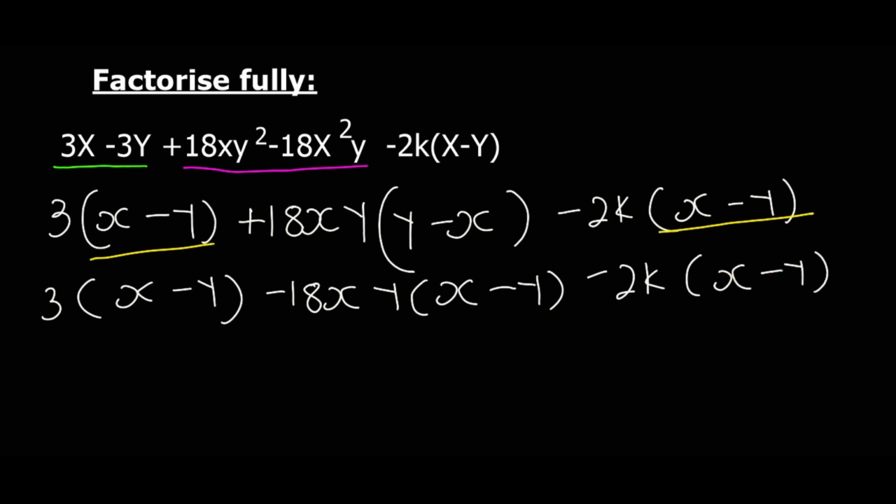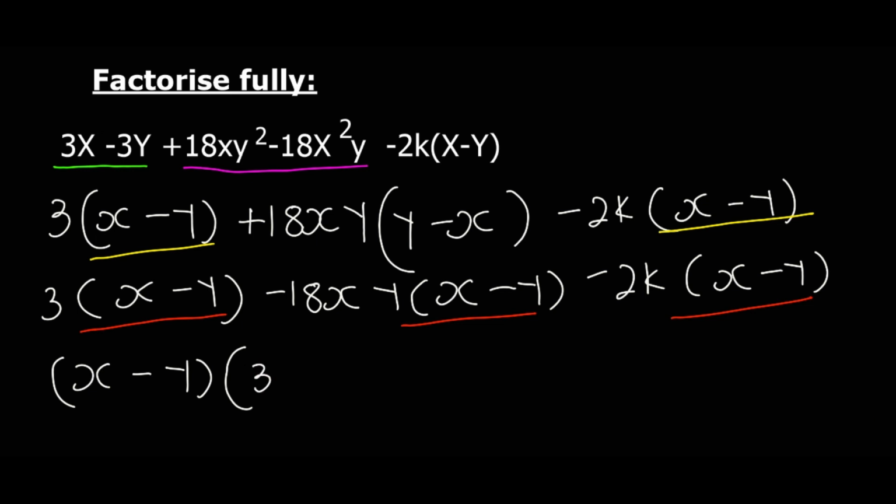so e ra gore now re na le a common factor, re na le x minus y, re na le x minus y, re na le x minus y, bracket tša rena di a tshwana, so nka kgona go tšea x minus y as a common factor, and therefore e ra gore ka mo ke šala ka 3 and then on this side ke šala ka minus 18xy, and then on this side ke šala ka minus 2k, so this is our final answer.